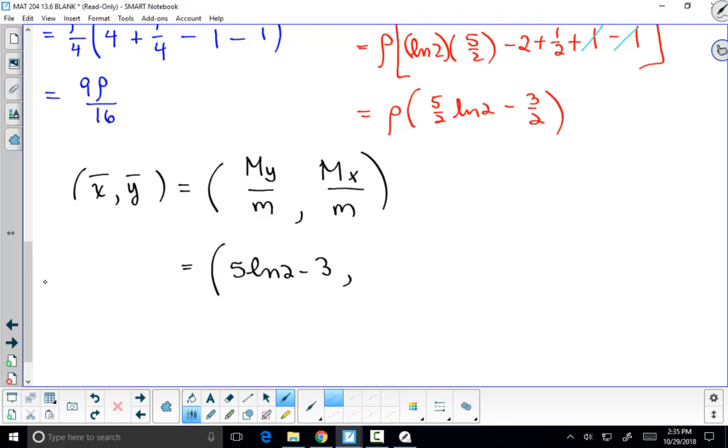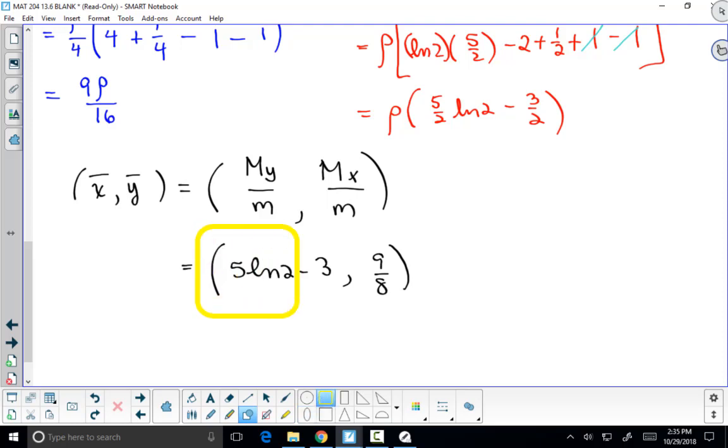M sub x, same thing. We are going to multiply by 2 over rho. So the rho's cancel, and we get 9 over 8. So that will be our center of mass, or our centroid. Lovely ordered pair.